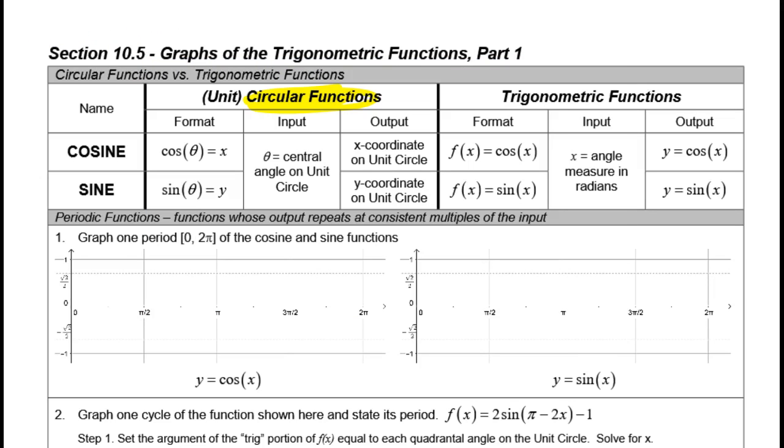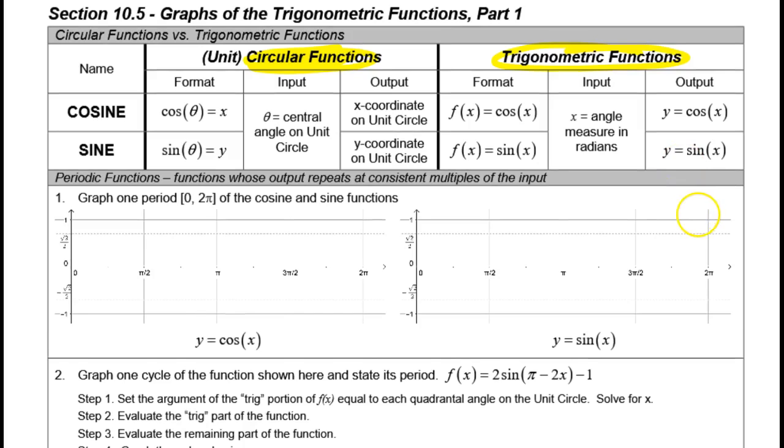So moving from circular functions into trig functions, how are they different? Well, they're certainly closely related. The format of the trig functions is the function f of x equals cosine of x, where x is an angle measured in radians, just like theta was back over here with the circular functions. But now the output of our function is a y coordinate. So we can graph both y equals cosine of x and y equals sine of x on the same set of axes. X is our input or angle measure, and then y is the output of each of those functions.